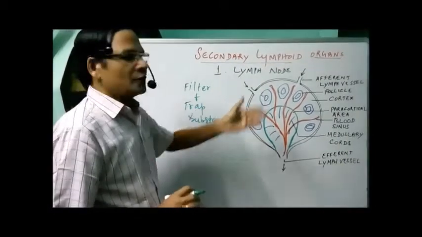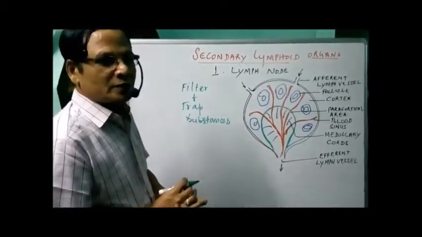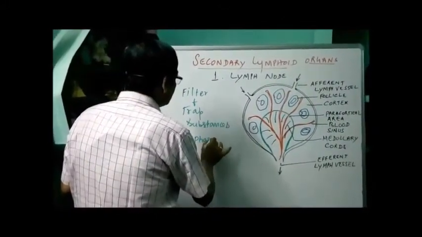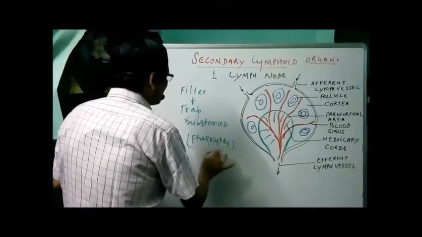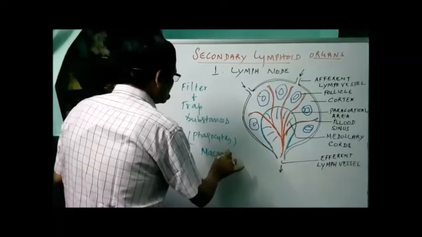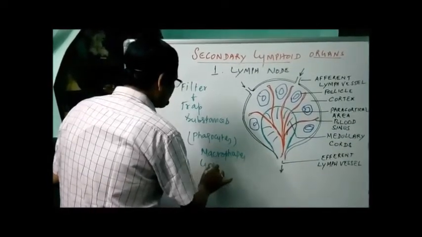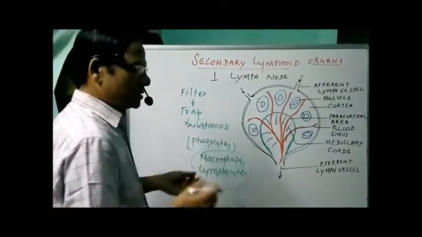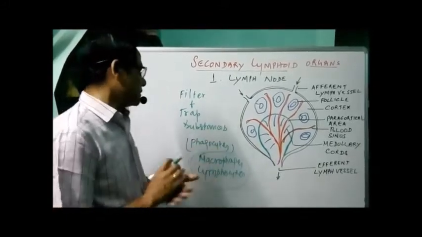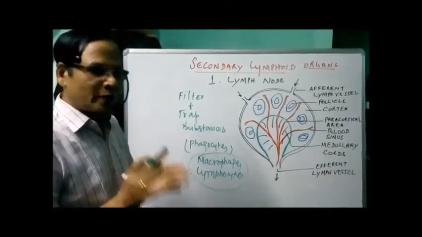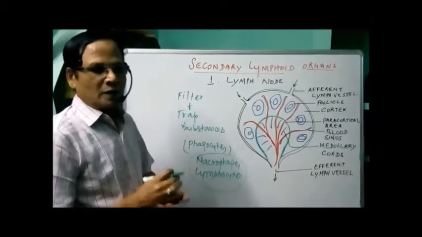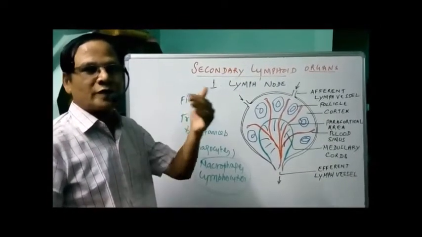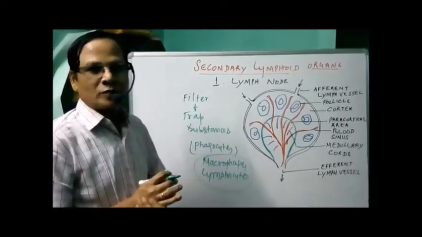Now the lymph node is densely packed with WBCs, particularly the phagocytes, nothing but the macrophages, and the lymphocytes. So it is densely packed with these two types of cells, mainly the phagocytic cells and also the lymphocytes. The lymph nodes are connected with one another by means of the lymphatic duct. Through the lymphatic system, the lymph nodes are connected with one another.